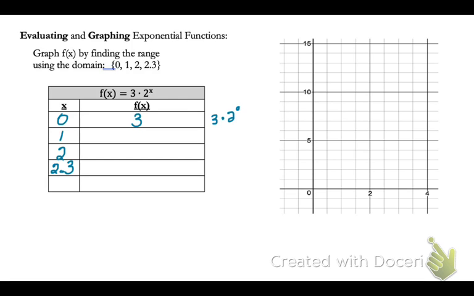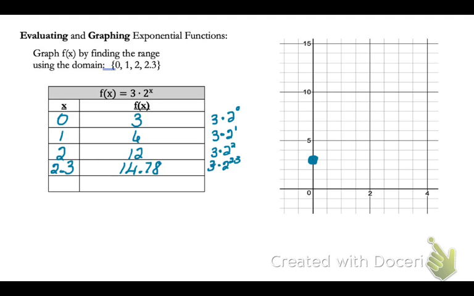Now, if you do not know how to put in an exponent other than 2, please see one of your teachers. We will show you how to do that on your calculator. If I put 1 in, 3 times 2 raised to the first power, that's going to give me 6. If I put in 3 times 2 raised to the second power, that's going to give me 12. And if I put in 2.3, that's going to give me 14.78, so almost 15.